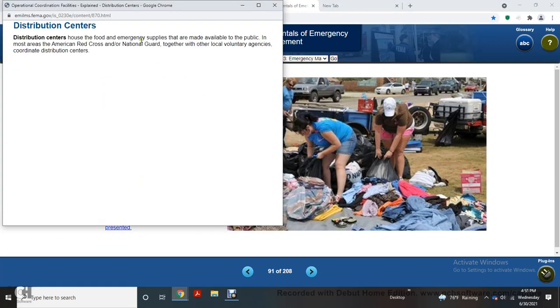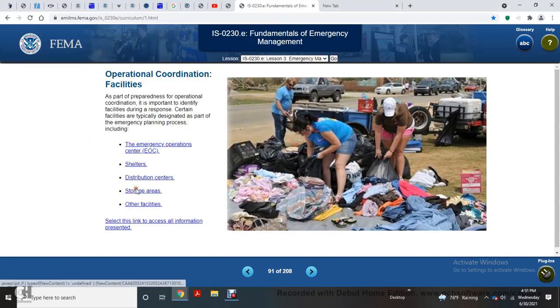Distribution centers house the funding and emergency supplies made available to the public. In most areas, the American Red Cross and National Guard, together with local voluntary agencies, coordinate distribution centers. Storage areas.